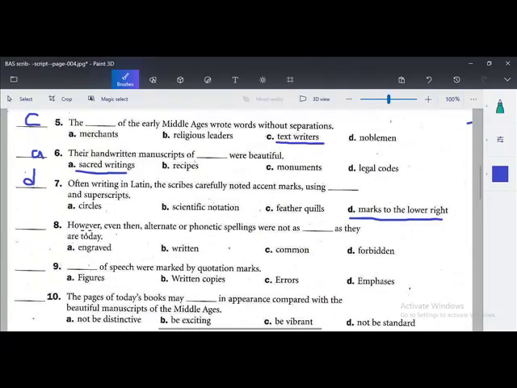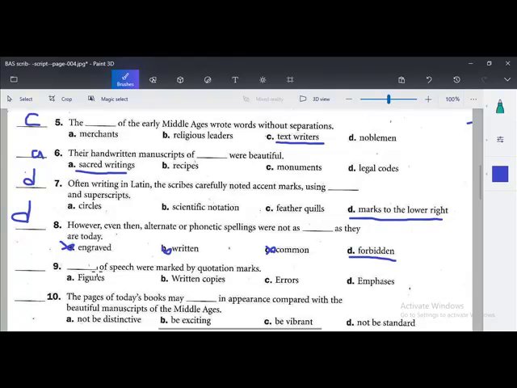Number 8. However often then, alternate or phonetic spelling were not as proscribed as they are today. It means engraved, it means inscribed. No. That's not our choices. Written? No. Common? No. Forbidden, because here proscribe means forbidden. Okay, we have rules I need to follow. I cannot defy the rules.